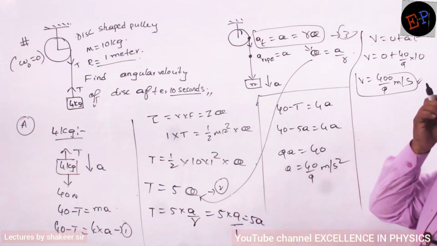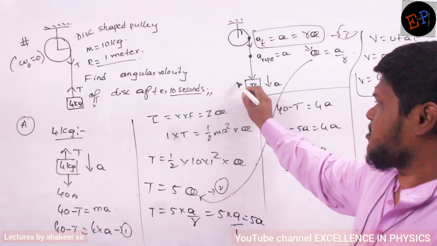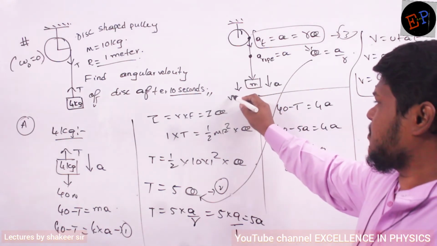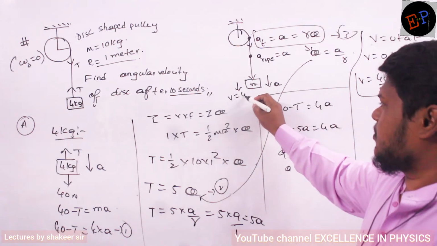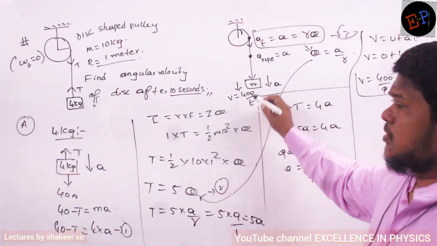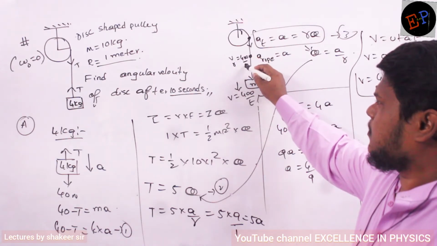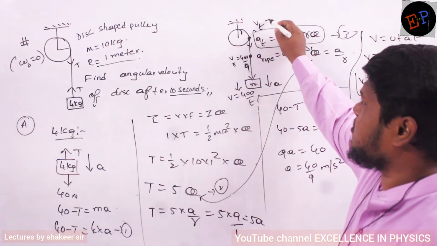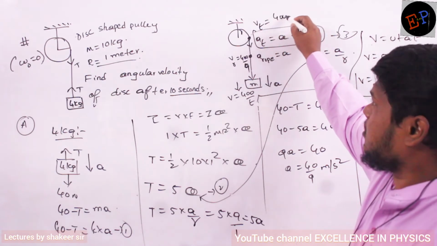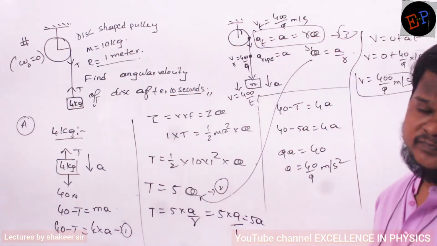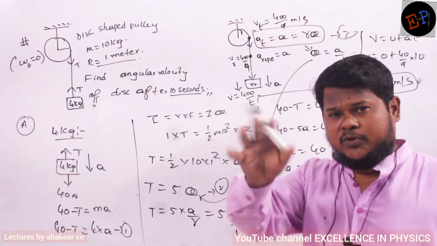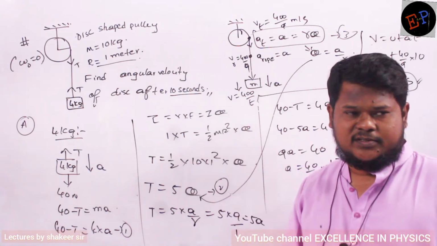Again we use the constraint relation. See here, the velocity of the mass is how much? 400 by 9. Clear, no? Velocity of the rope will be how much? 400 by 9. Tangential velocity of the pulley will be how much? 400 by 9 meters per second. The rope has a velocity, and the pulley also has a tangential velocity.